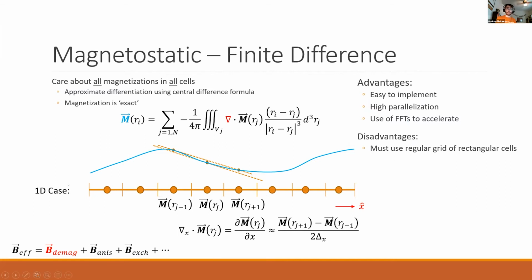So in the one-dimensional case, if we have a magnetization that we want to take the derivative of, if I want to find the derivative at some point, I can just look at the two points on either side, draw a line between them, and use that as my approximation for my derivative. This is a central differences formula. It comes from taking a Taylor series. This is something that's universal to all kinds of solvers, so it's pretty easy to implement.